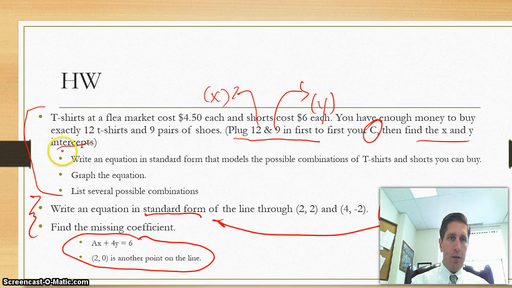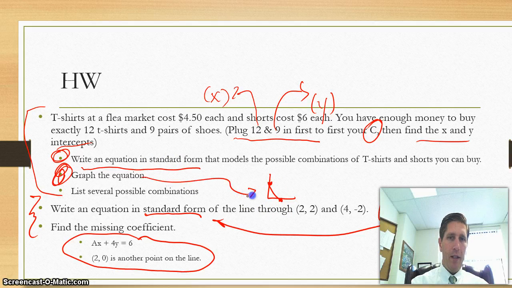Then you're going to graph it. So first you're going to write the equation in standard form, what we just talked about. You're going to graph that, and remember, this is going to be a segment. We're trying to find the intercepts, and you can't have a negative pair of shorts or a negative amount of t-shirts. So remember, it's going to be in quadrant 1, and it's going to be a segment between the intercepts. So think about that when you're graphing it.